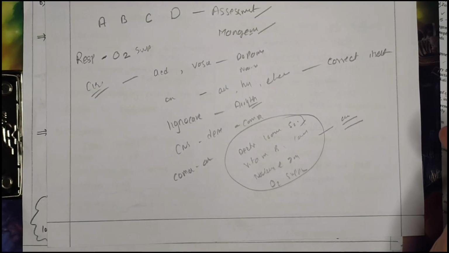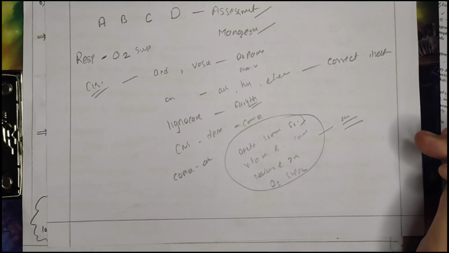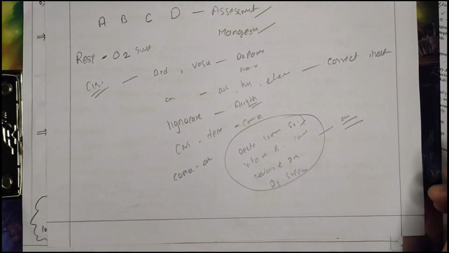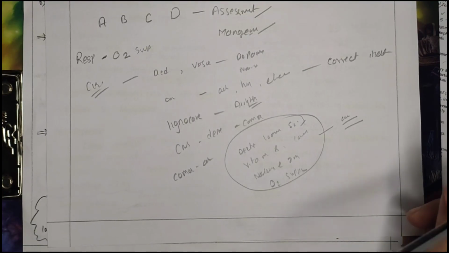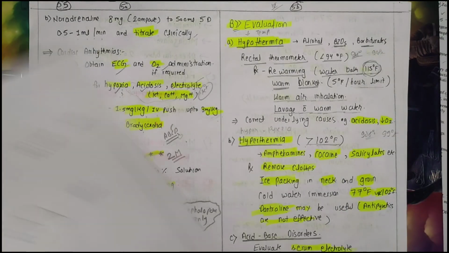In the next class, we will be seeing another principle involved in the management of poisoning, that is evaluation. After evaluation, slowly we will discuss decontamination, then elimination, then antidote administration, and finally nursing and physical care.